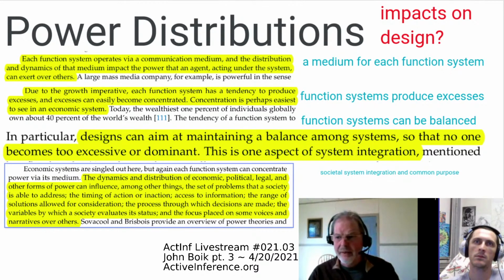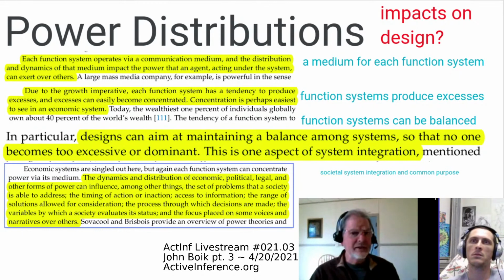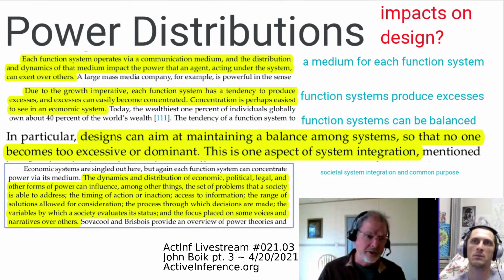So the economic system, again, provides a really good example here. And I have a sentence there that today the wealthiest 1% of individuals globally own about 40% of the world's wealth. Now, that is insane, especially if we think of money as a voting tool. Money is a voting tool. It's not a recognized formal voting tool, right? But it's an undemocratic one. If I'm a billionaire, I have lots of votes in this world.